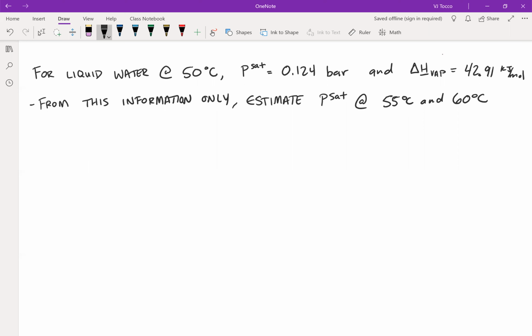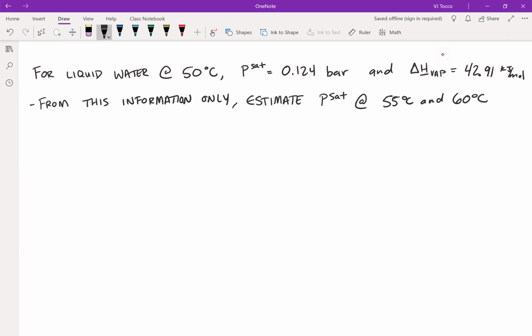Of course, if we wanted to really know what the saturation pressure of water at 55 C is, we would just go to the steam tables and look. But again, the goal of this is to illustrate what you would do if you did not have exhaustive data available. So let's pretend, just for the sake of argument, that this is the only data that we have available for water. How would we do it?